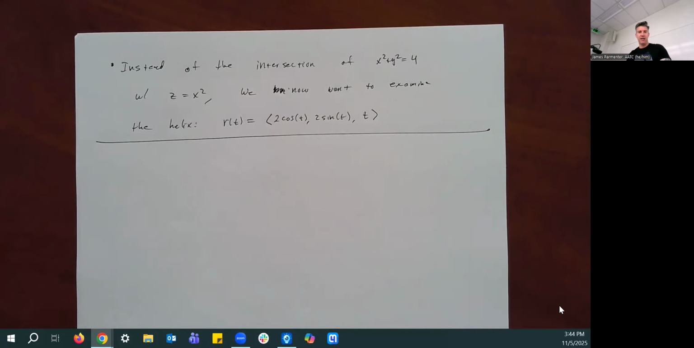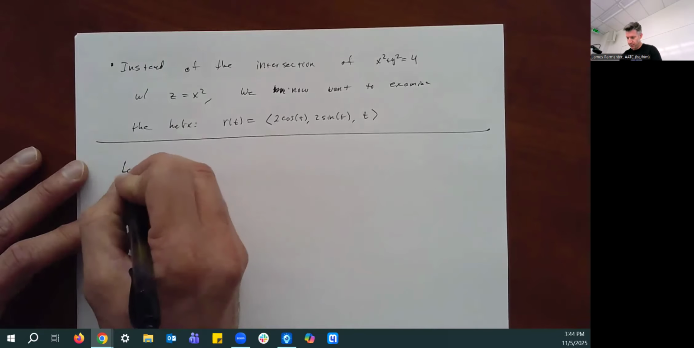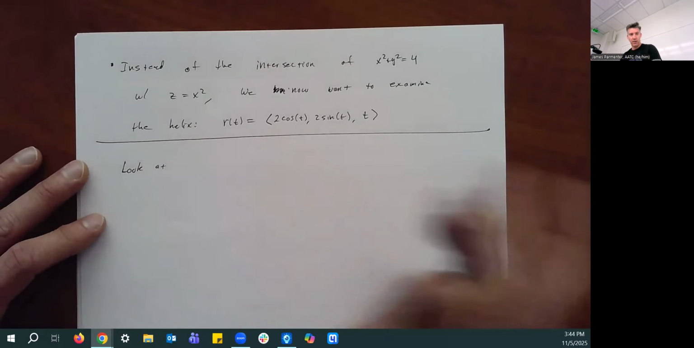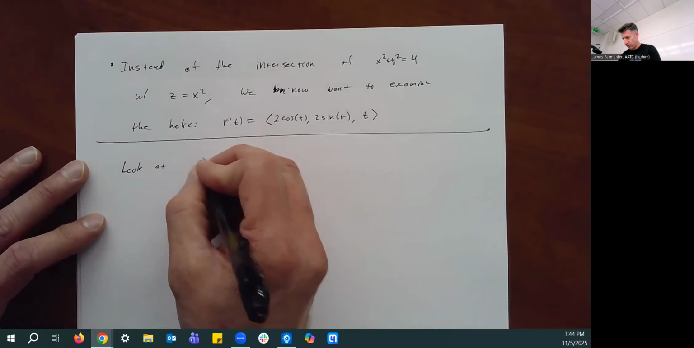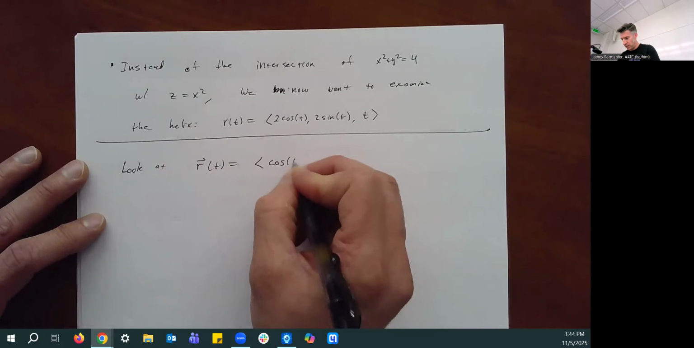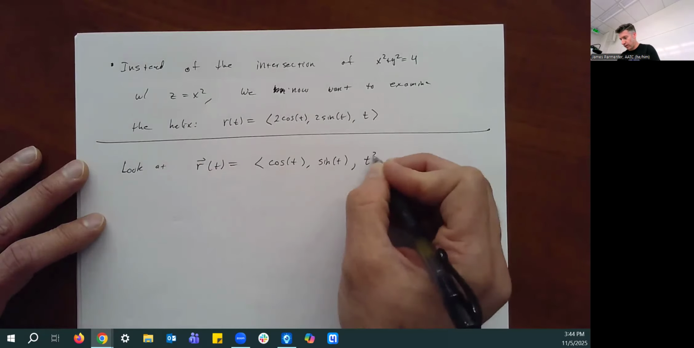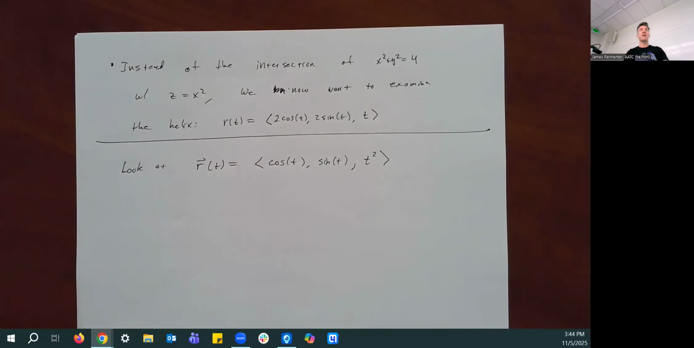So let's look at, I feel like this one is not very interesting. Sorry, my examples are all over the place. Apologies. This is my only example. Okay, so let's look at the following vector function: r of t equals cosine of t, comma, sine of t, comma, t squared. This is also going to have a helix shape, but we'll talk about it.